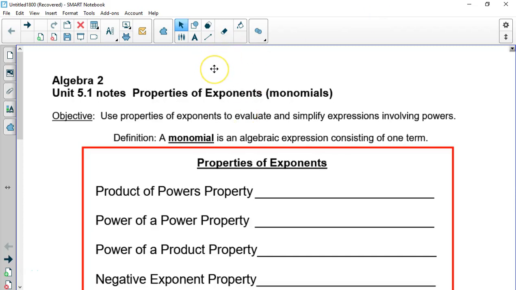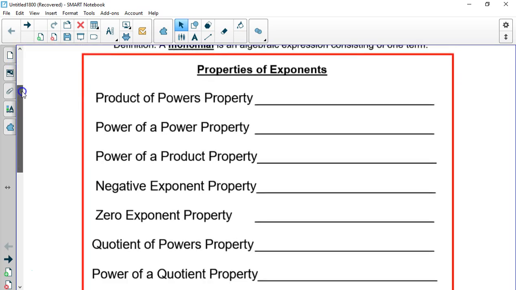Alright, so 5.1 is properties of exponents. A monomial is an algebraic expression consisting of one term, such as x, 2x, negative 3x squared, as long as there's no plus or minus. That would be a binomial. So this is all straight review.